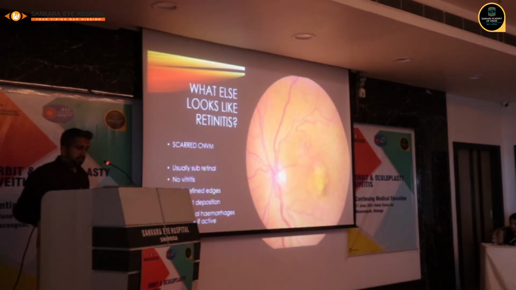Okay, so this is a scarred CNVM at the macula. So you can see in the CNVM it's usually subretinal. There's some pigmentation here, RPE changes. Okay, so sometimes you can find subretinal hemorrhages around these lesions. Here it's not there, but you can see sometimes subretinal reddish streaks around. So that tells it's a CNVM and not a retinitis.